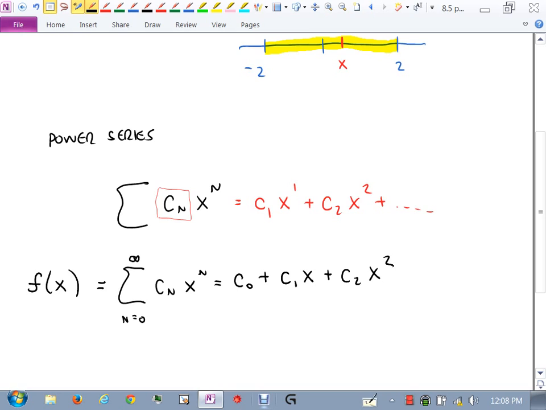All right, so if we define a function this way, then the domain of this function are all the values of x that would make that converge. Does that kind of make sense?